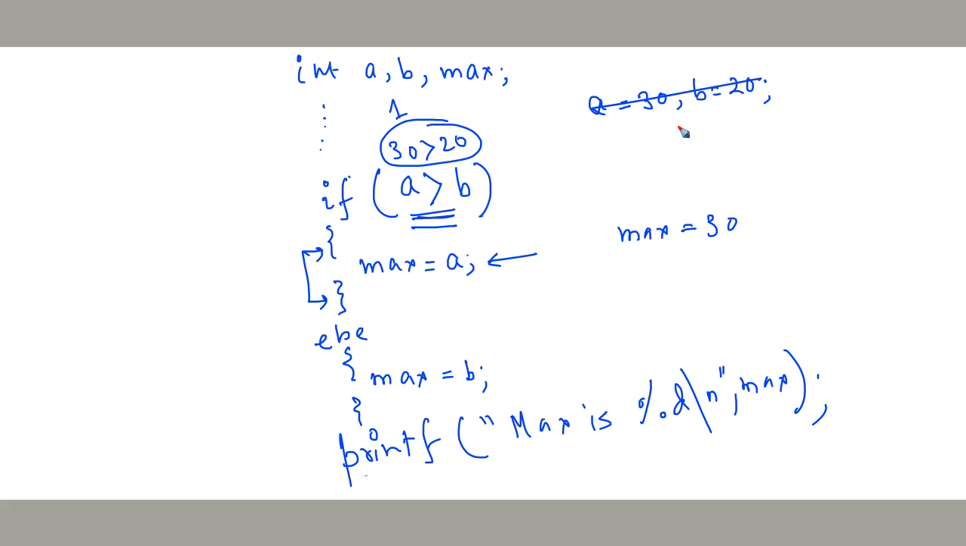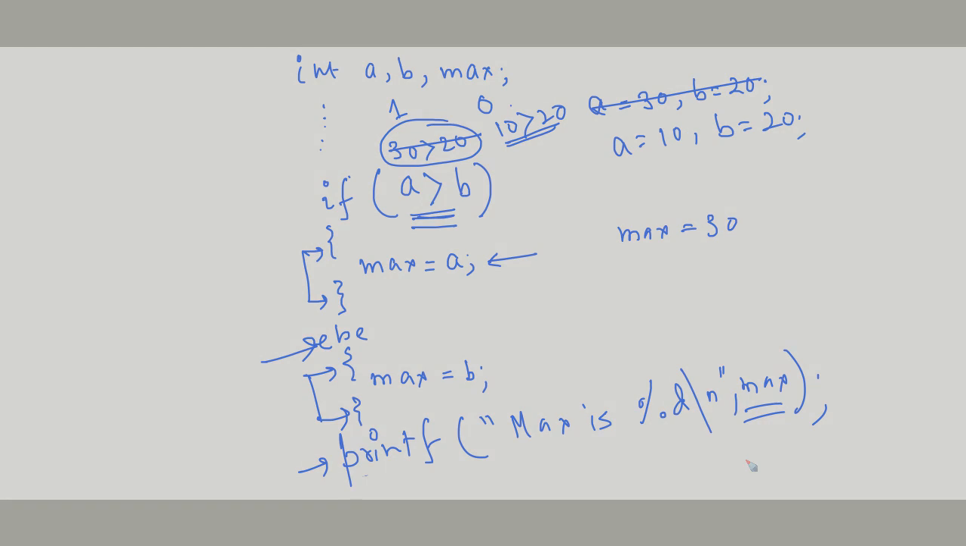Otherwise, let us consider that we have a equals to 10 and b equals to 20. In that case, 10 greater than 20, this is false. This returns 0. So now in this case, since the condition is false, the control comes directly to the else part. That means the block under if is not executed in this case. Whatever we have written here under the else block is executed. That means max is assigned with b in this case. So 20 is assigned in max, and here now printf prints 20 in this case.